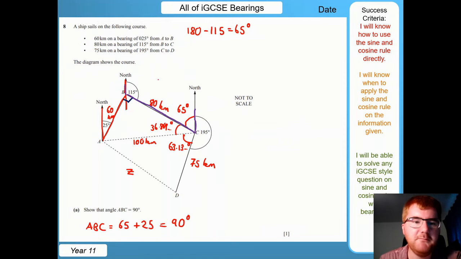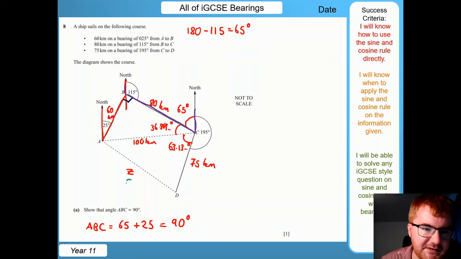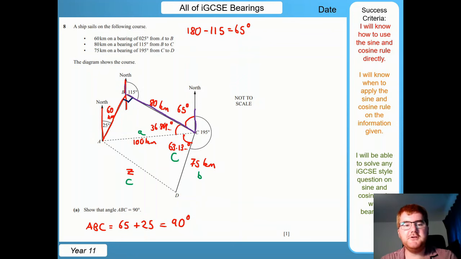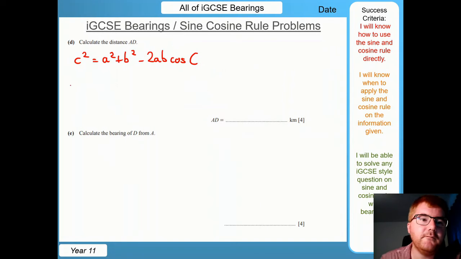And which one's which here? Well, we can just label this up very carefully. Use green here. So this would be our c, the side we're looking for. a and b would be the sides that we already know. And this would be so-called big C, the angle. So if we substitute this into our formula, get the red pen. And remember the c on its own would just be the square root of it.